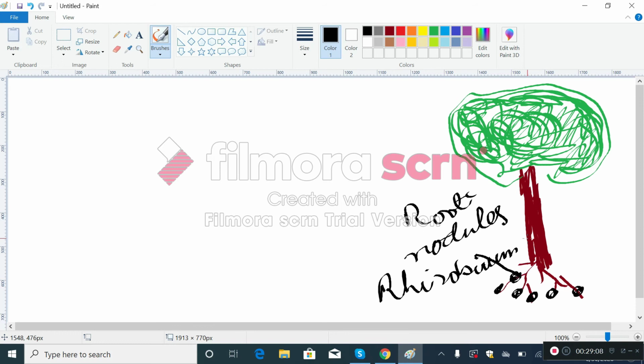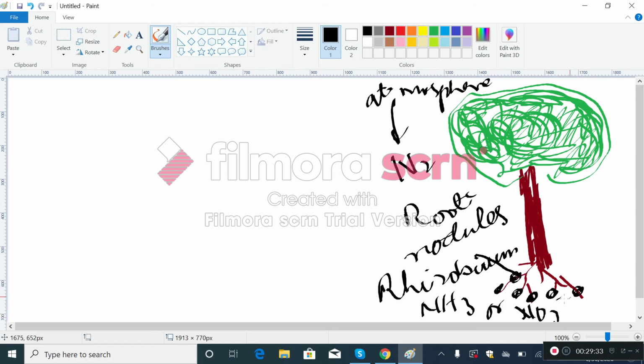What actually do they do? They take nitrogen from the atmosphere and convert it into ammonia or nitrates. Over here, ammonia or nitrates are made. So this was the process where nitrogen fixation will take place. So we have to link the answer with this concept.